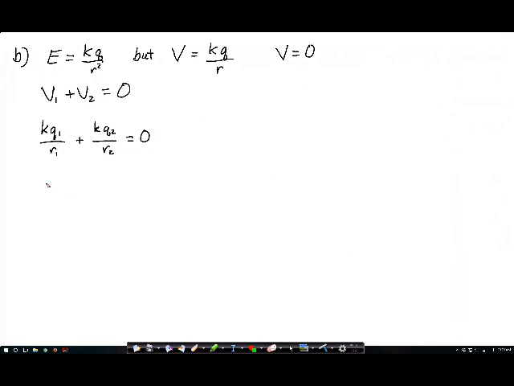So if we set this up such that R1 is equal to x minus 3 and R2 is equal to x minus 7, then we can again factor out the k's, because we can divide the whole thing by k.